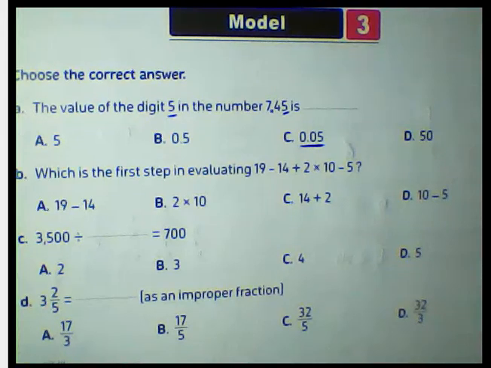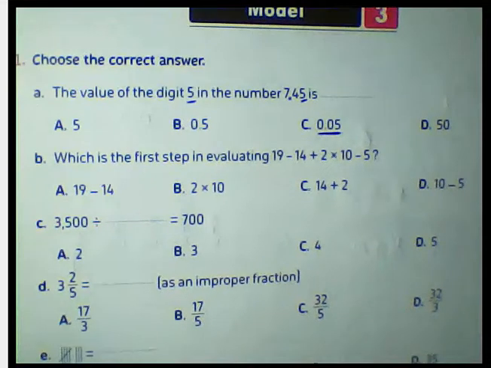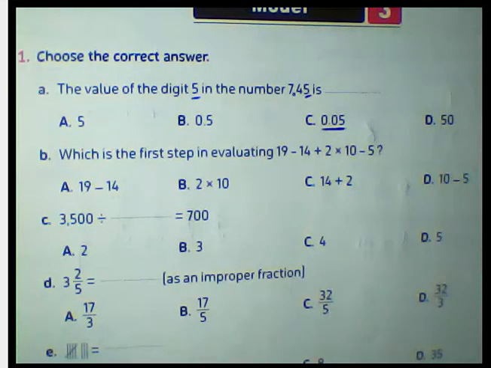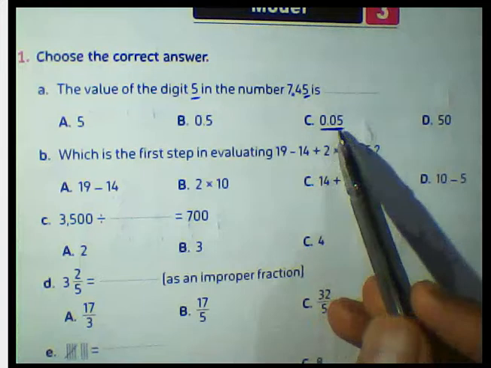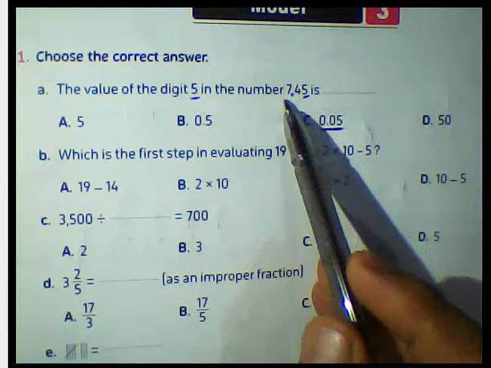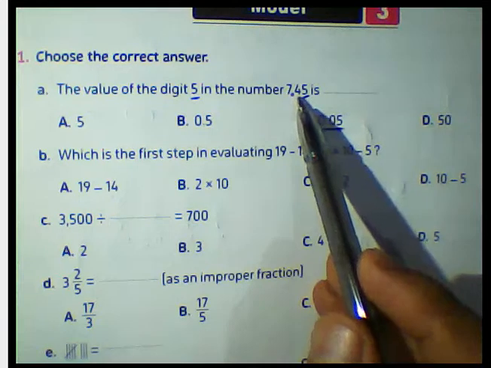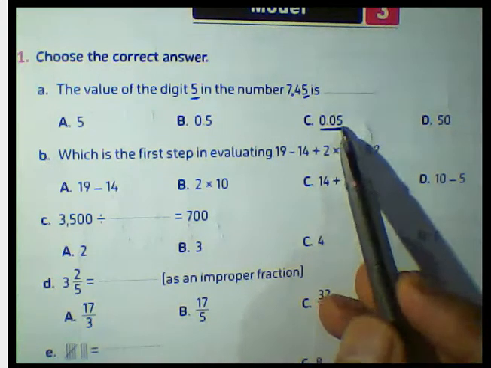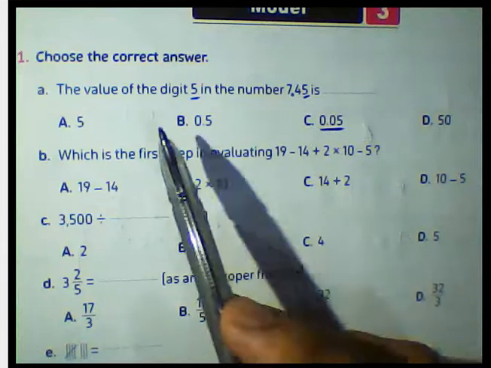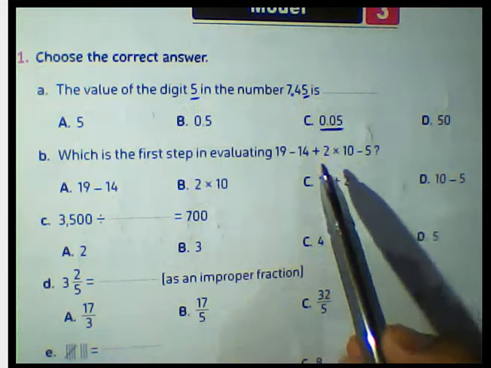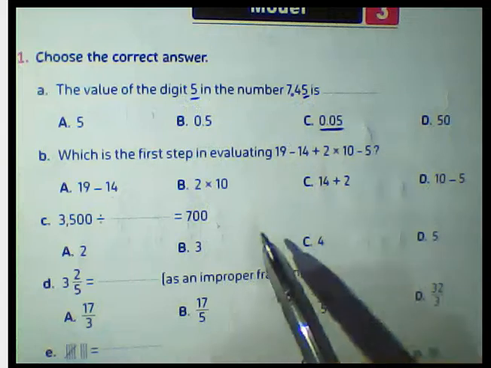Today we'll solve a lot of questions from the Muasir book. Look at question number 1. Choose the correct answer. Letter A: the value of the digit 5 in the number 7 and 45 hundredths. 7 lies in units, 4 lies in tenths, 5 lies in hundredths. So we will choose 500 because he asked about the value of the digit 5 in the number 7 and 45 hundredths. 5 lies in hundreds.